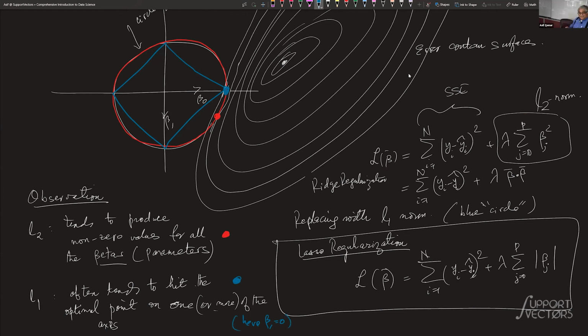But before I take questions, just think of the implication of it. If beta 1 is 0, what is it saying? Beta 1 is associated with some feature, some predictor. If that predictor has 0 value, what is it saying about that predictor? Taking it out of the model. It's saying it's irrelevant.